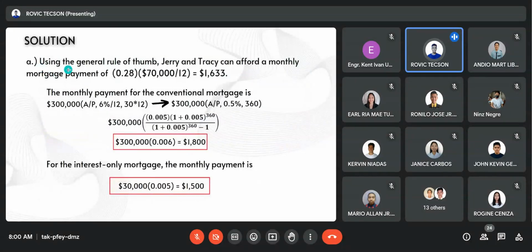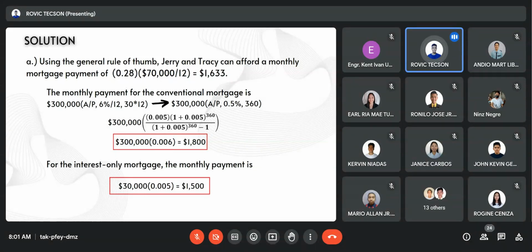So letter A, using the general rule of thumb, Jerry and Tracy can afford a monthly mortgage payment of 28%, which is the limit that should not be exceeded. We convert it to a decimal, 0.28, and multiply by their combined monthly income, which is $70,000 divided by 12. So this is what they can afford: $1,633 combined monthly mortgage payment.